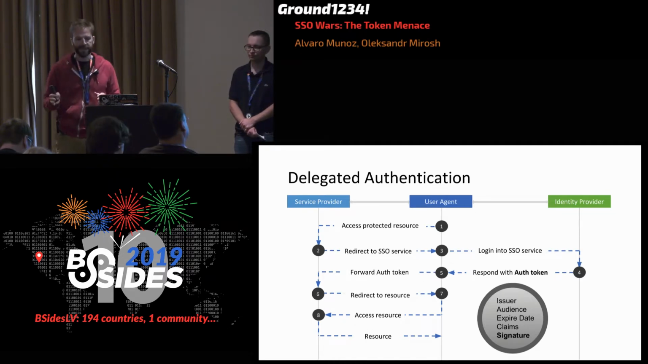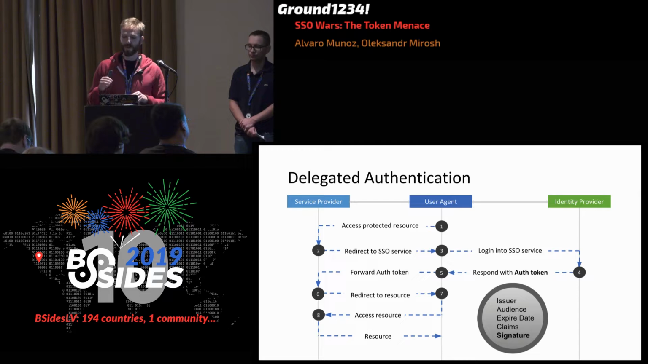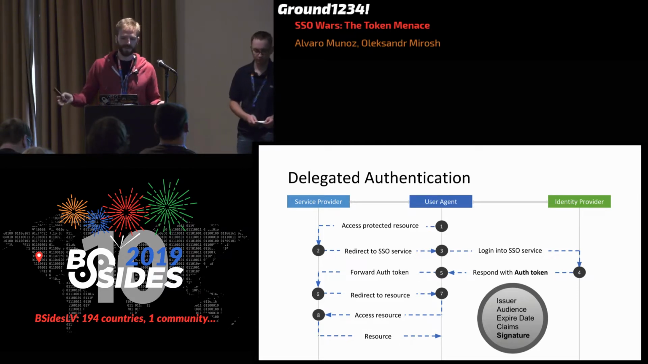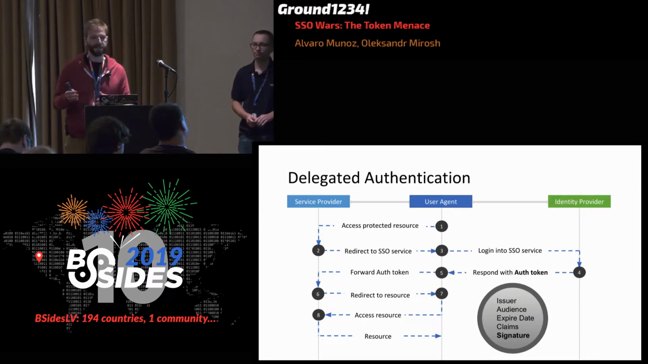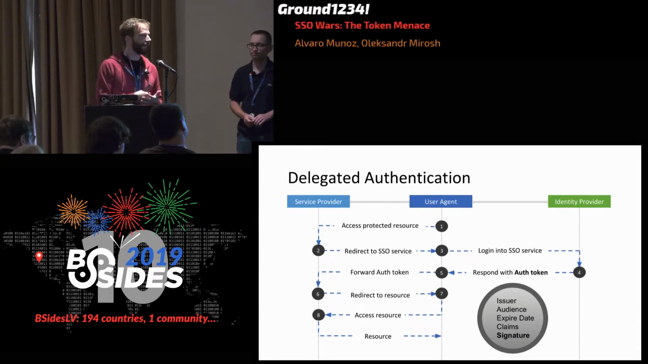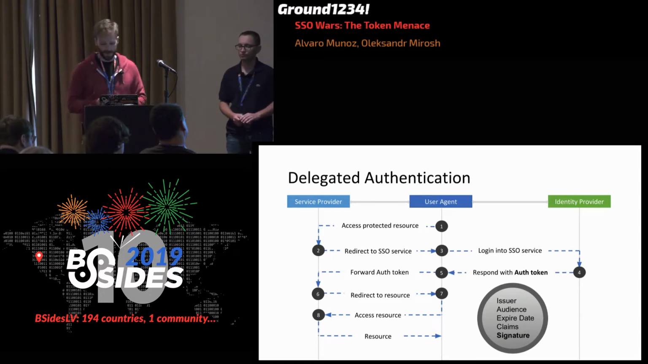But the most important attribute here is the signature, right? If we don't sign the token, anyone can change any of the claims, the issuer, the audience, anything in the token, and then get the service provider to accept that token as a valid token. And then the attacker will be able to basically become anyone they want to be in the service provider.